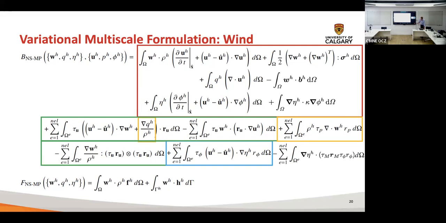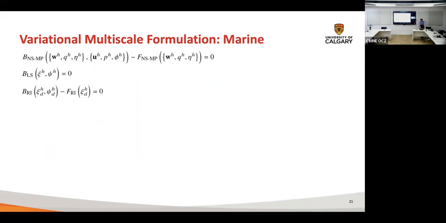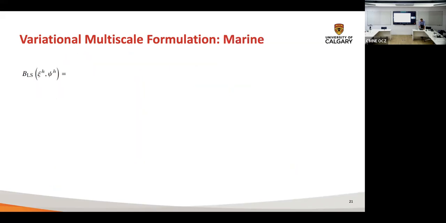You can investigate the importance of that term, but in our application, we found that keeping that term is important. And then you also have an additional term for the small scale Boussinesq and the right-hand side for the heat flux. Good.